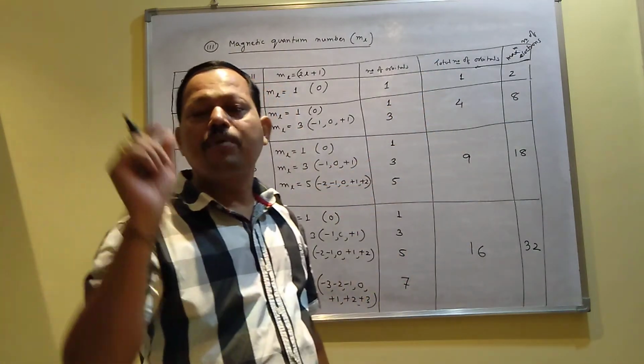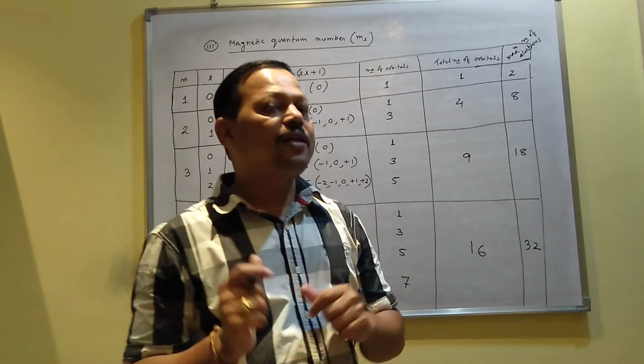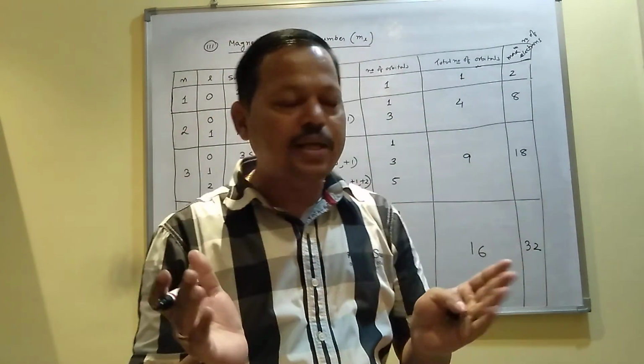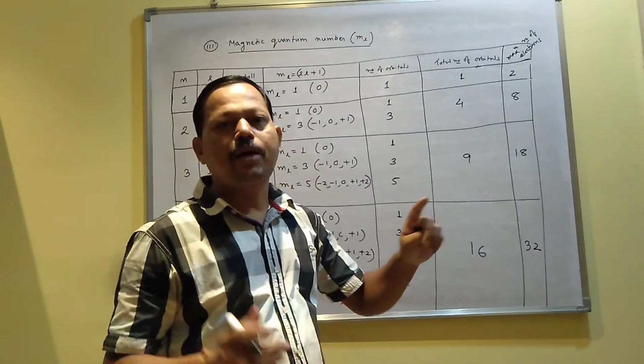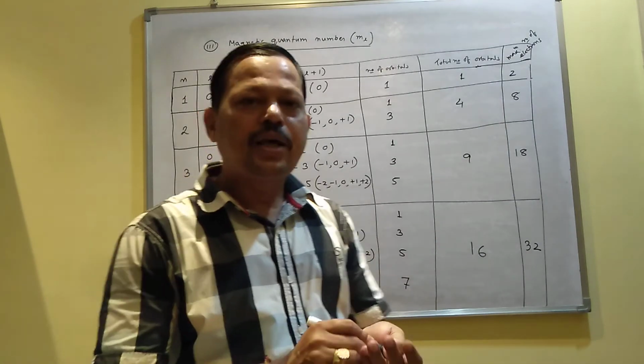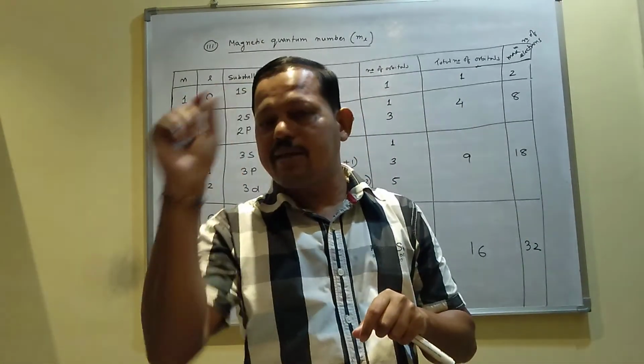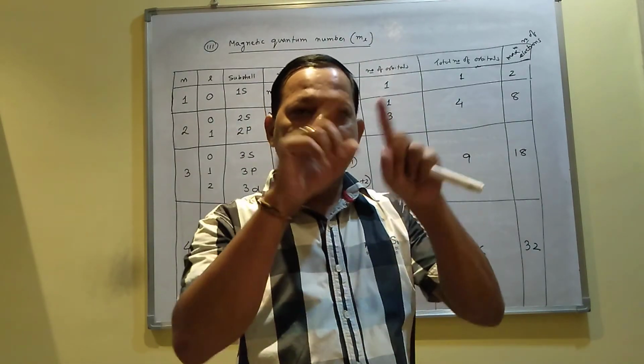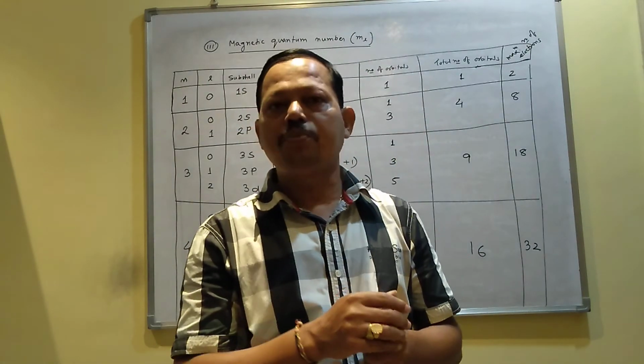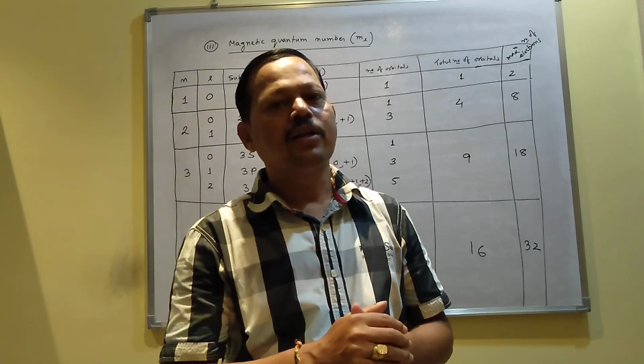So the first quantum number represents the main cell, the second quantum number represents the subcell, and the third quantum number represents the orbitals. Every atom contains main cells. Inside the cell you will get some subcells, and inside the subcells you will get some orbitals, and those orbitals contain the electrons.